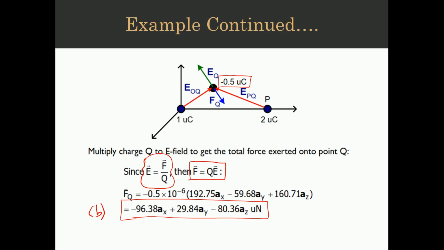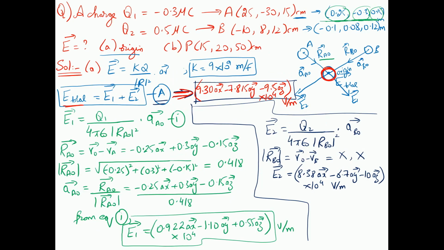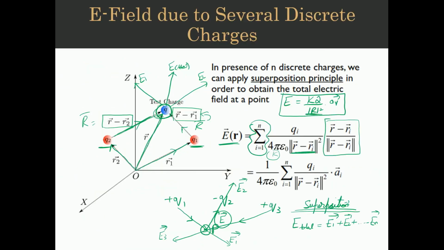So this concludes today's lecture, which was on electric field intensity. To summarize, we found the electric field intensity equation for a point charge, and then we found the electric field intensity equation when we have a system of charges. If we have a system of charges, this is the equation that we are going to use, and if we have a point charge, then we are going to use this equation.